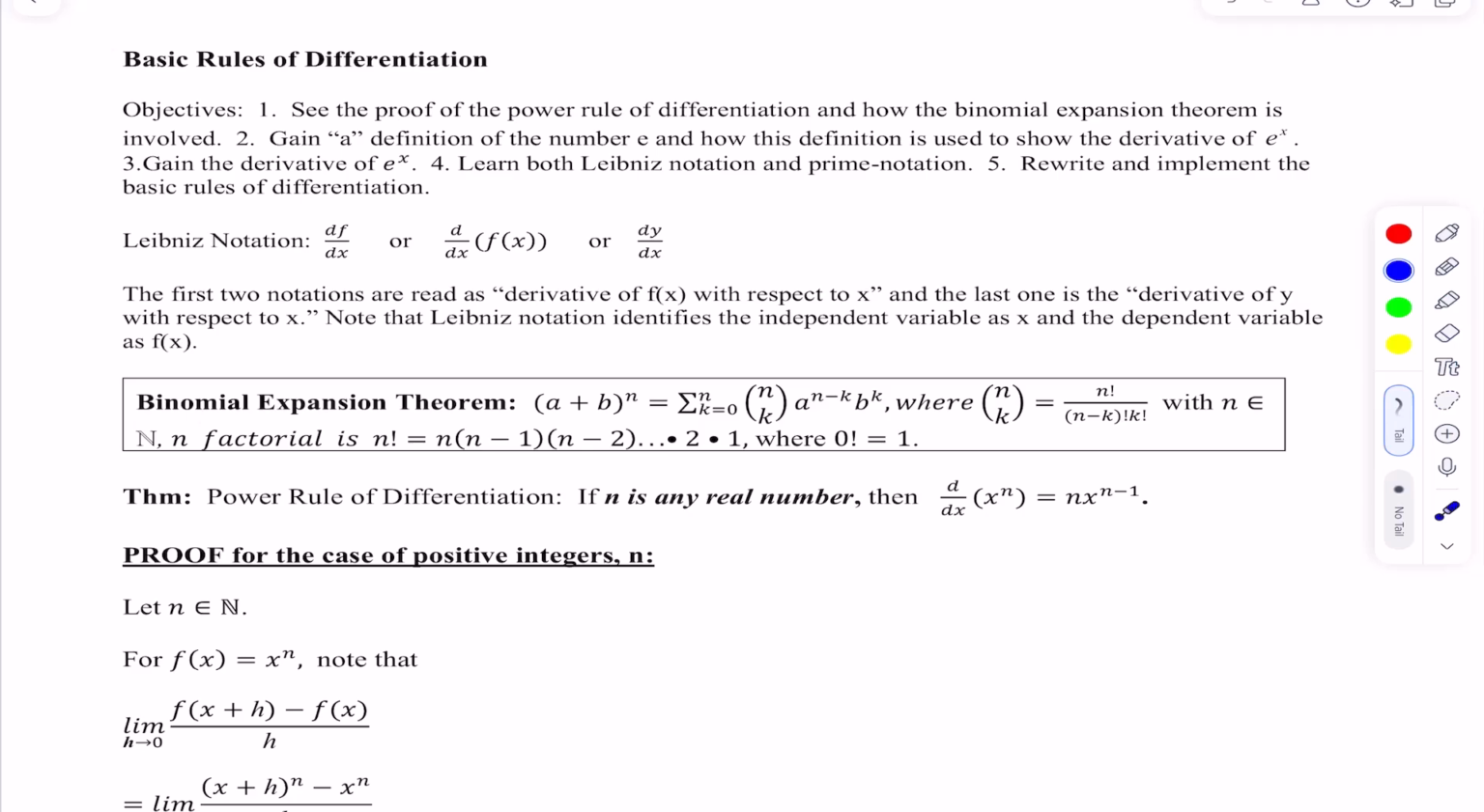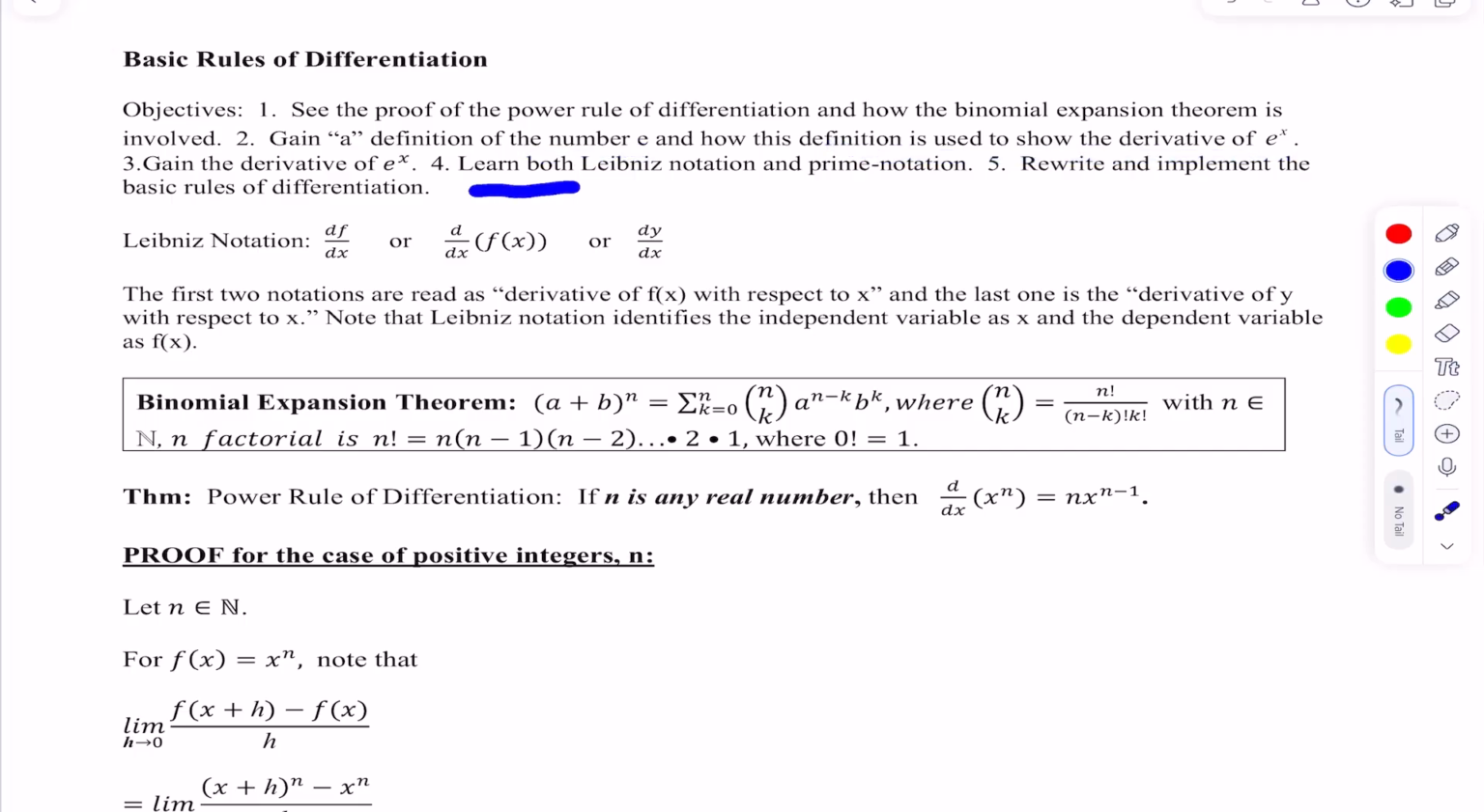Our objective today is to see the proof of the power rule of differentiation. I shouldn't say see the entire proof. It's really just a partial proof, just to convince you that your algebra was extremely useful in figuring out how to compute derivatives in a calculus course. We're going to gain a definition for the number e. And using this definition, we'll find out what the derivative of e to the x really is.